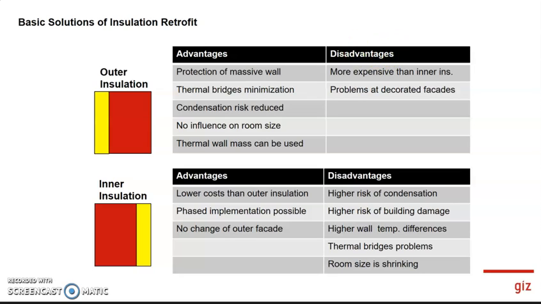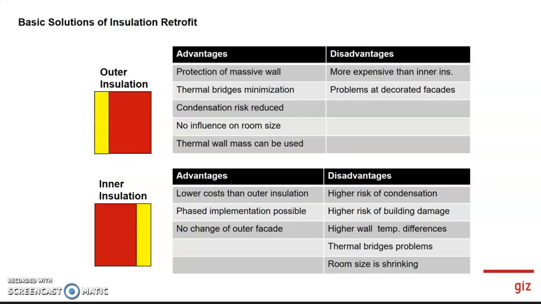But let's focus on the advantages and disadvantages of the outer insulation. Here it's seen in yellow, and here also the inner insulation. So in a nutshell, you can say the advantages are protection of a massive wall, thermal bridge minimization, which is quite an important one, condensation risk reduced, also very important for the Mongolian environment. No influence on room size, so you can use all the size given inside the building. Thermal wall mass can be used. It's also important.